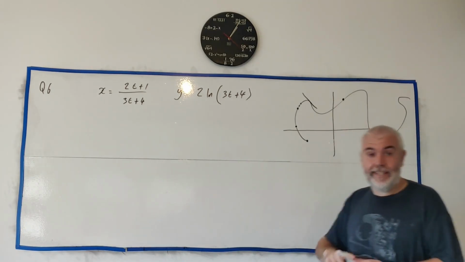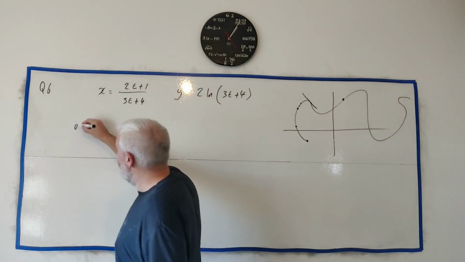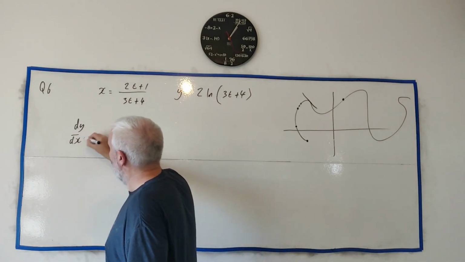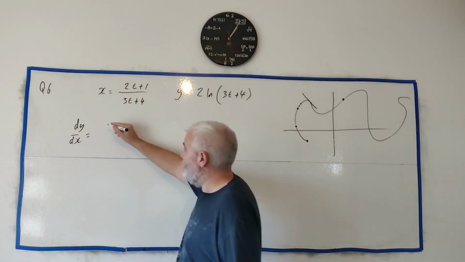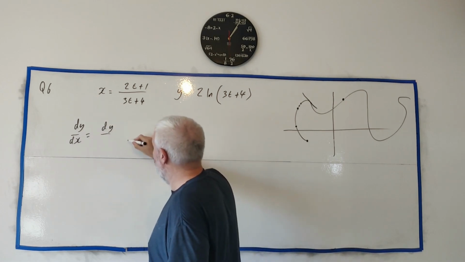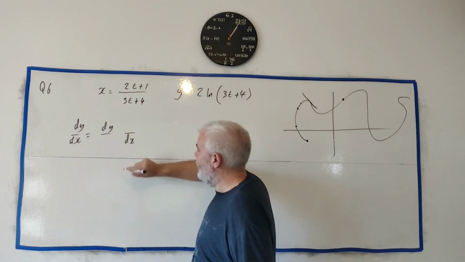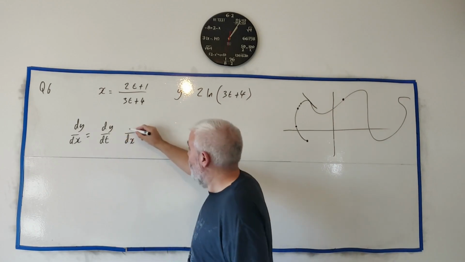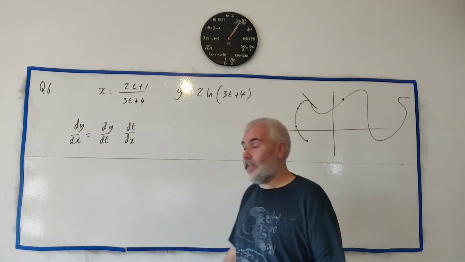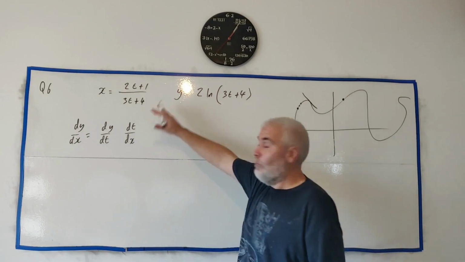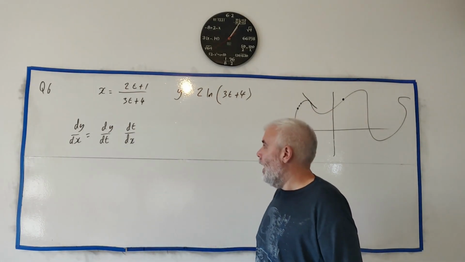They want to know dy/dx. Now, this comes up so much, I hope most of you remember this, but dy/dx is simply equal to, I always write it like this, it's just the chain rule. You can add anything you want here. In this case, I'm going to add dt, because we're dealing with t's here.